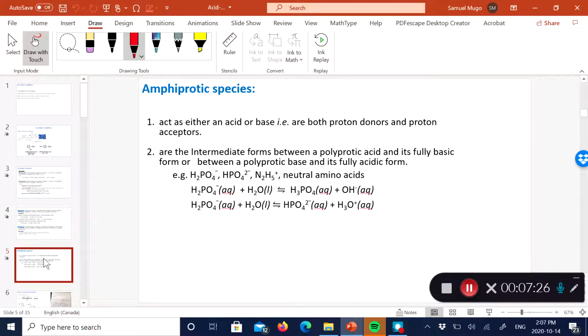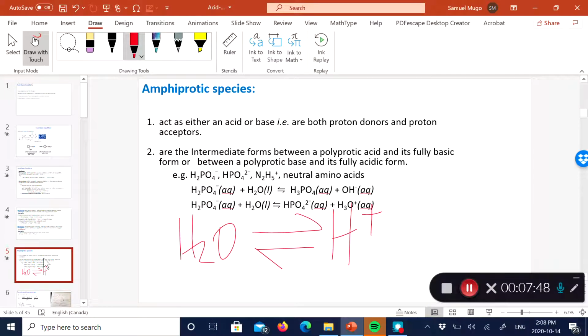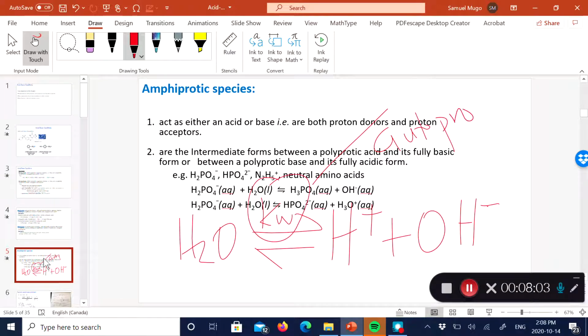Now, take note of this, there are some chemical species that behave both as an acid and as a base, meaning they can donate a proton and they can be a proton acceptor at the same time. A good example, of course, would be water. Water can hydrolyze to give you an acid, but also it can give you a base. And we know that the dissociation constant of water is what you call Kw. I think sometimes we will call it the autoprotolysis constant. All right? Essentially, that's one example of an amphiprotic species.